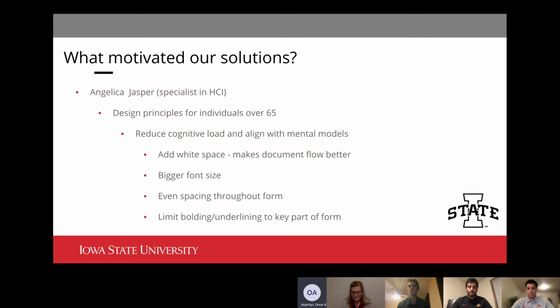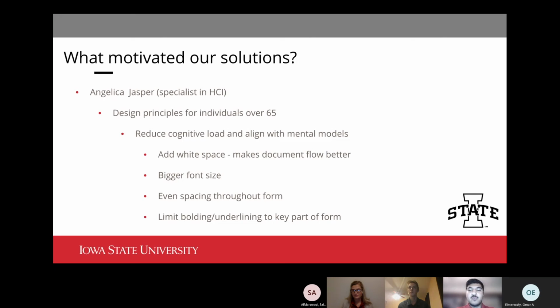We knew where the errors were happening and had an idea of why they might be occurring, but Angelica Jasper, a graduate student and specialist in human-computer interaction, sent us in the right direction in terms of designing forms for individuals over 65 years old. Here we realized that we need to reduce the cognitive load that is required by users when filling out a form in order to make the process less stressful, and you need to align with the mental models that users already have of forms like this in order to make the process more intuitive.